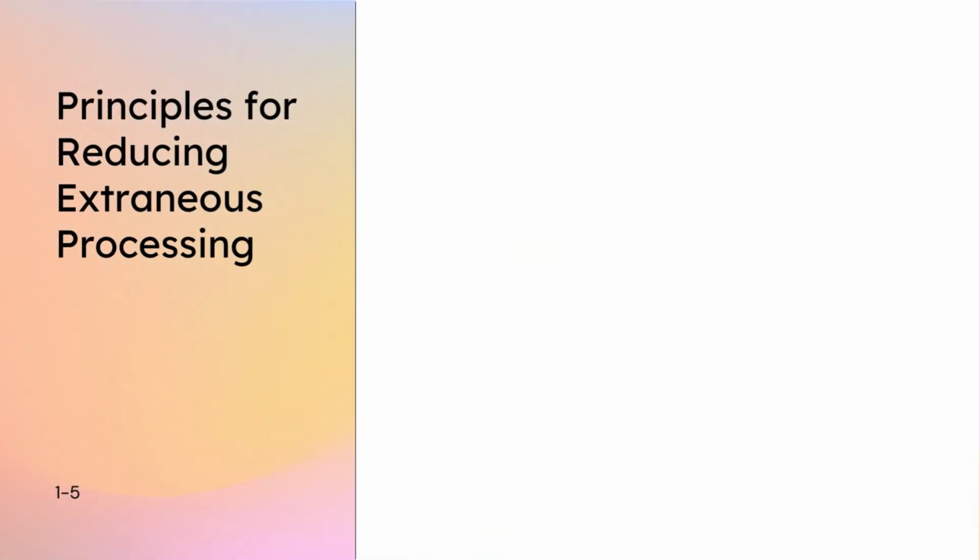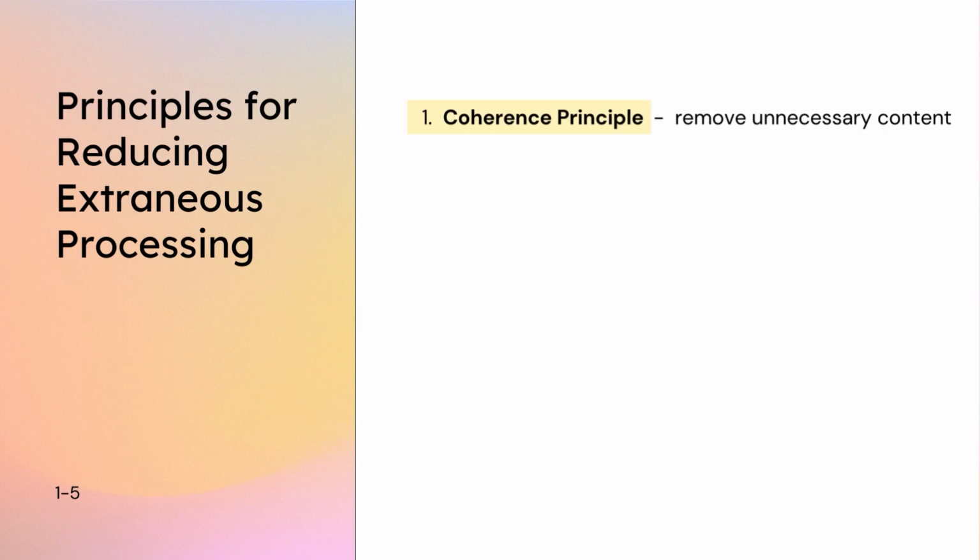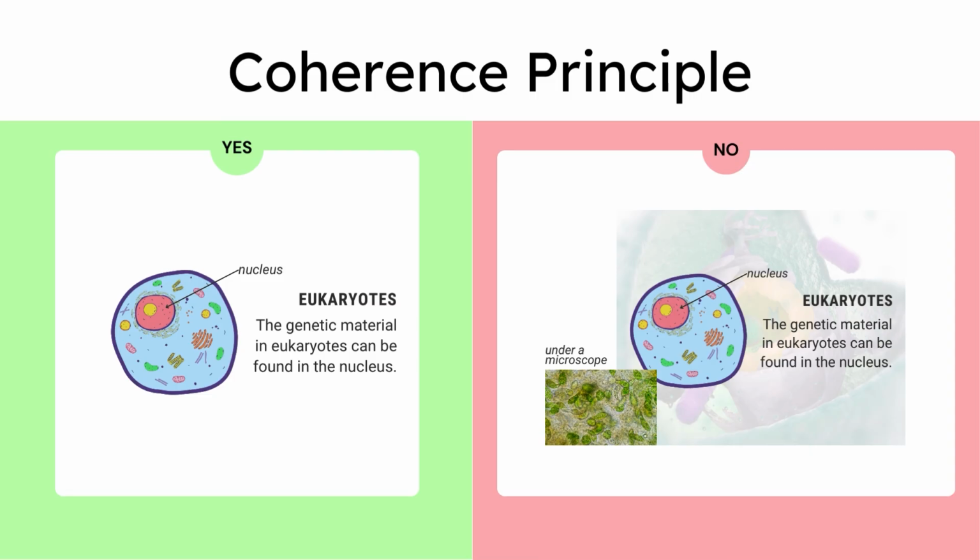Principles for reducing extraneous processing. Our first category focuses on reducing unnecessary information to help learners concentrate on what's important. The coherence principle advises us to keep our content focused and free from irrelevant distractions. When designing, it's crucial to include only essential images and text that directly support the learning objectives. Avoid cluttering your content with unnecessary details, background music, or sound effects that don't contribute to the message. This helps ensure the learners stay focused on what truly matters.